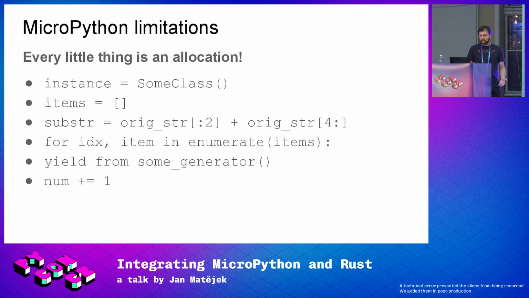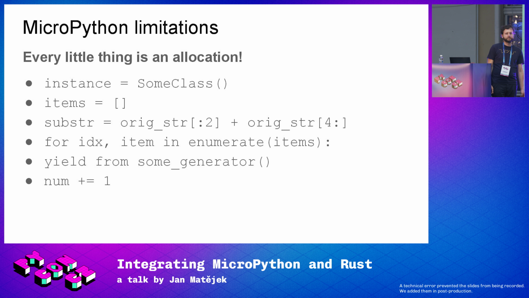And to be perfectly clear, in Python, every single little thing is an allocation. So let's see some examples. Not counting what happens in the constructor, how many allocations do you think this causes? Two. One allocation for the object, one allocation for the storage of its attributes. It's kind of a dict. How about this one? Two allocations again, one for the list object, second for the storage.